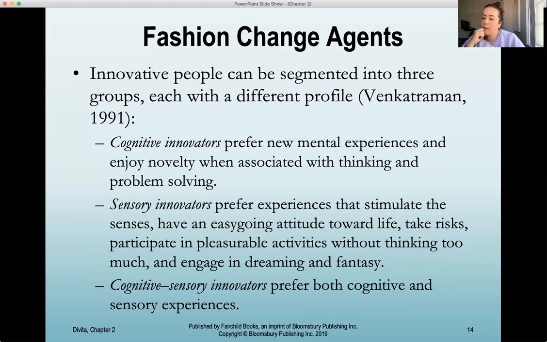And lastly are cognitive sensory innovators. These prefer both cognitive and sensory experiences. So if you are a little bit of both, you are going to be a cognitive sensory innovator.